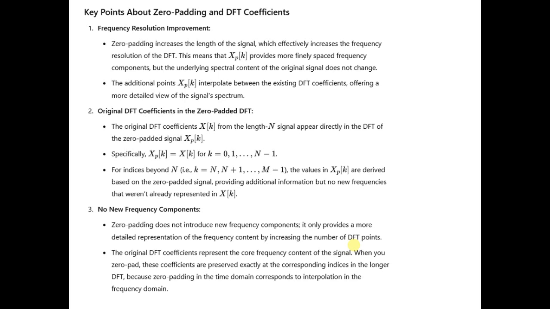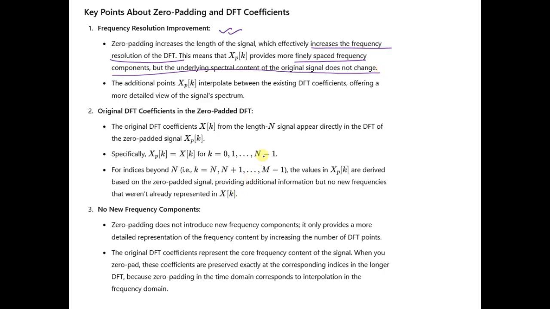So key points about zero padding and DFT calculations. So frequency resolution improvement. Zero padding increases the length of the signal, which effectively increases the frequency resolution of the DFT. Why? Number of points are higher in the time domain. So in the frequency domain, your frequency resolution gets better and better. Okay. So this means X[k] provides more finely spaced frequency components, but the underlying spectral content of the original signal does not change. Okay, that's what I showed you with that example.